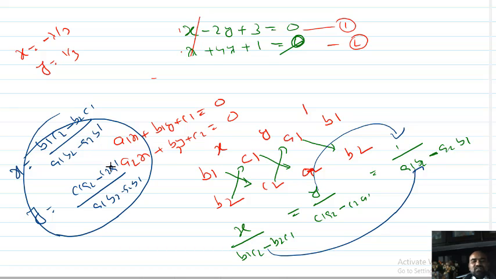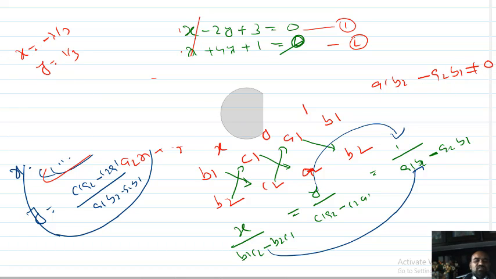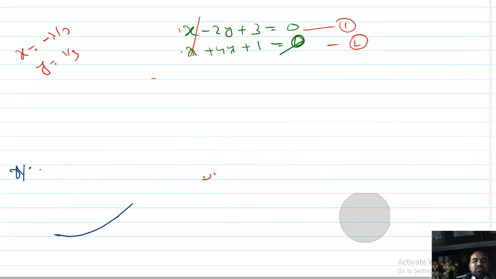So only one thing is, here the denominator should not be equal to 0, means a1 b2 minus a2 b1 should not be equal to 0. If equal to 0 means they become parallel lines. Okay. So I will explain the same thing by using this example.